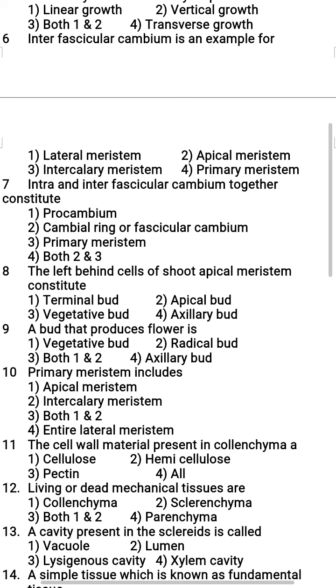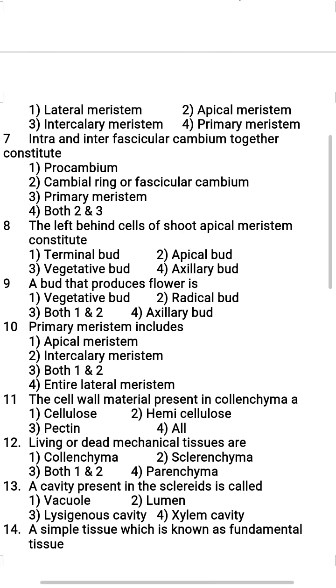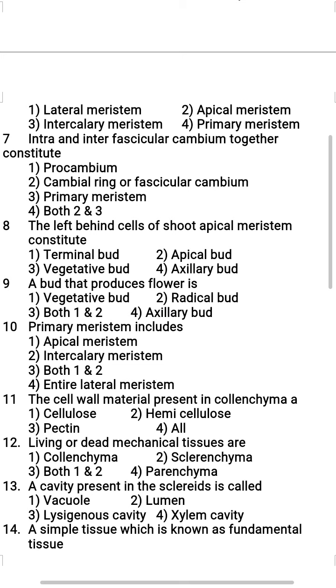Got it? Yeah, good. Then let's go to next question, ninth question. A bud that produces flower is option 1, vegetative bud. 2, radical bud. 3, both 1 and 2. Option 4, axillary bud. Then the correct answer for this question is option 4, axillary bud. So the bud that produces flower is axillary bud.